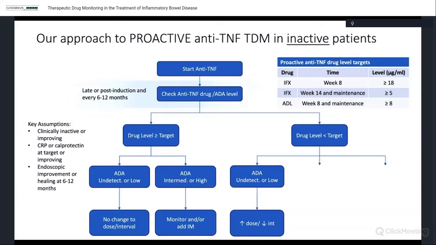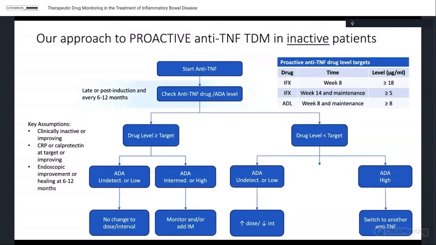Now, what if the drug level is below our target? Well, again, it's possible that it's a low level without anti-drug antibodies detected. In this case, one needs to increase the dose or decrease the interval to achieve the target level, and needs to recheck the drug level to confirm we've achieved that target level.